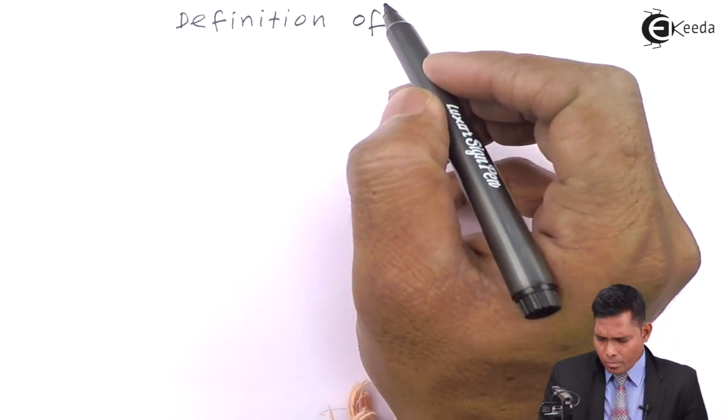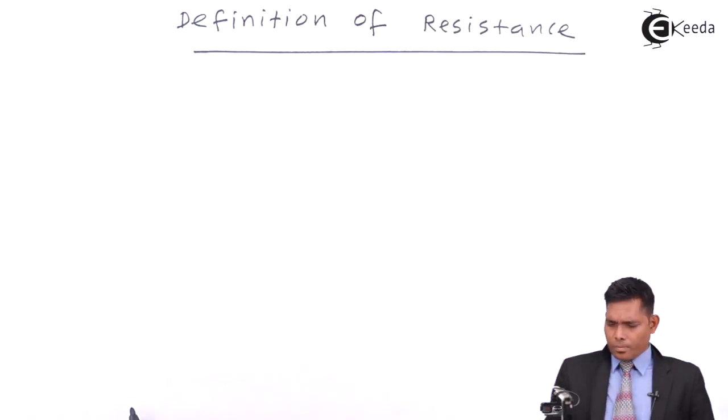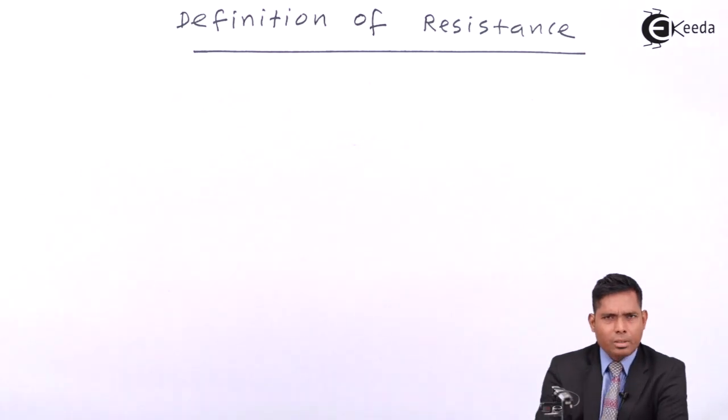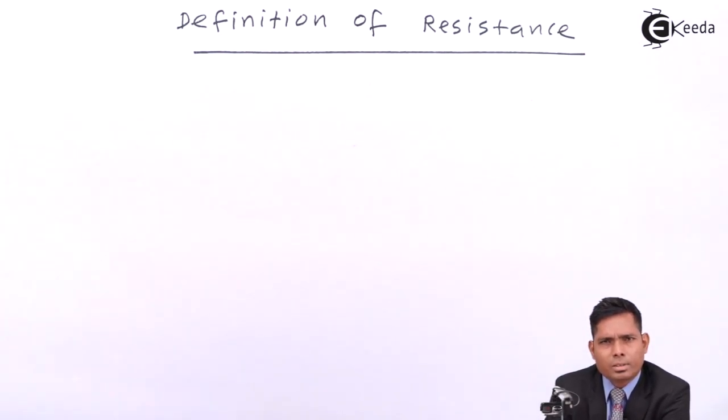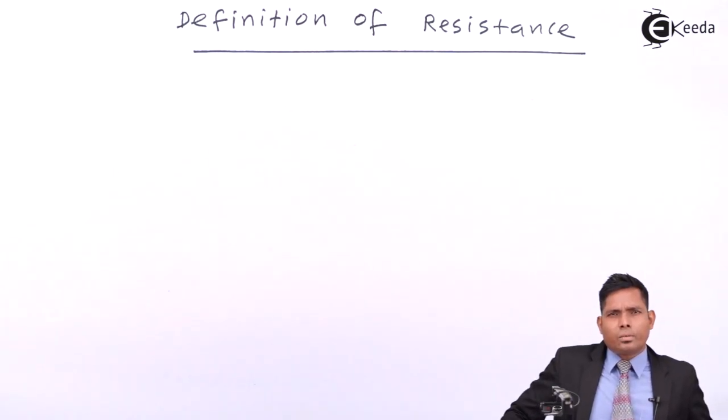Definition of resistance. Electricity is related to the dynamic flow of charges. When charge is at rest, we talk about electrostatics. When charge starts moving, it is electricity. When charges move in a conductor, then we say electric current is flowing through the conductor.